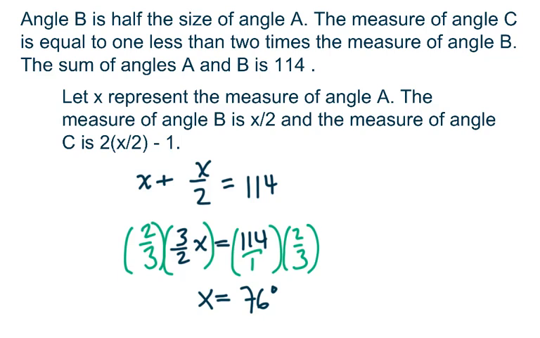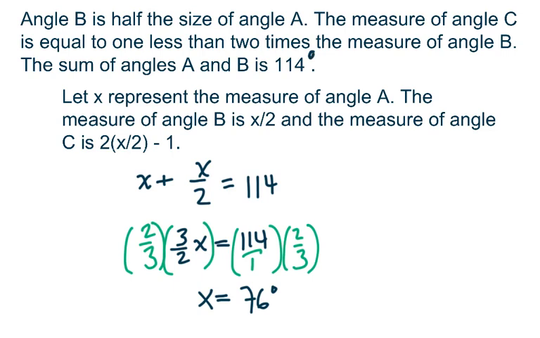So we have information about three angles. We know that B is half the size of angle A, the measure of angle C is equal to 1 less than 2 times the measure of B, and the sum of A and B is 114 degrees. So the question is whether the angles, as they're described, are capable of forming a triangle or not.